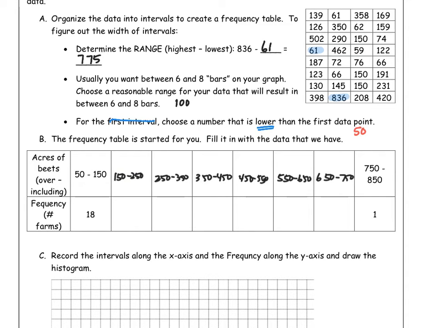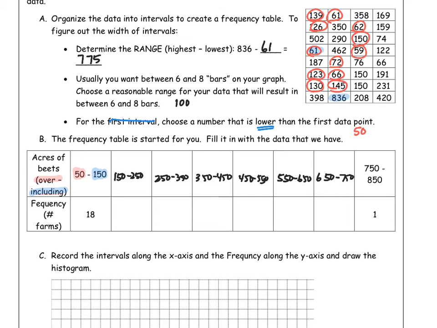Now, I want to just talk about this very quickly. So if you notice, 150 is in both. Over here it says over and including. So what that means is we're going to go anything over 50, and we're going to include 150. So if you look at the numbers in the chart, that would give me anything between 50 and 150. So I've got 1, 2, 3, 4, 5, 6, 7, 8, 9, 10. I'm going to include 150.